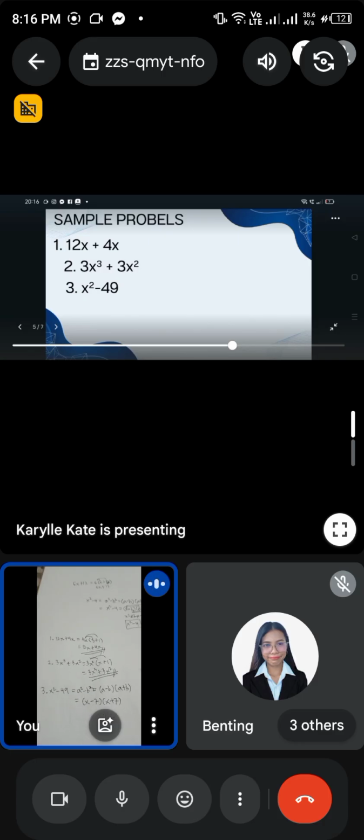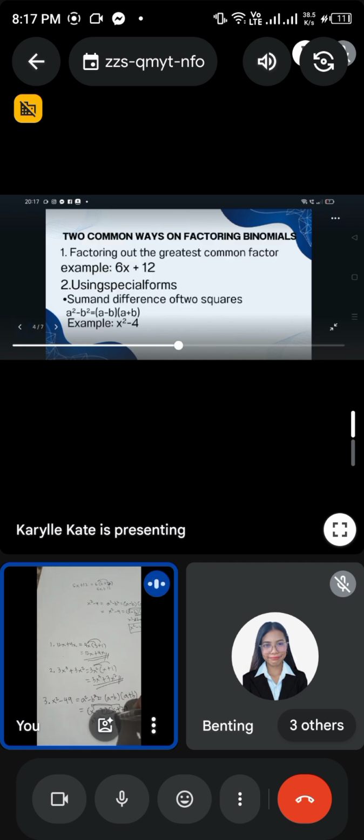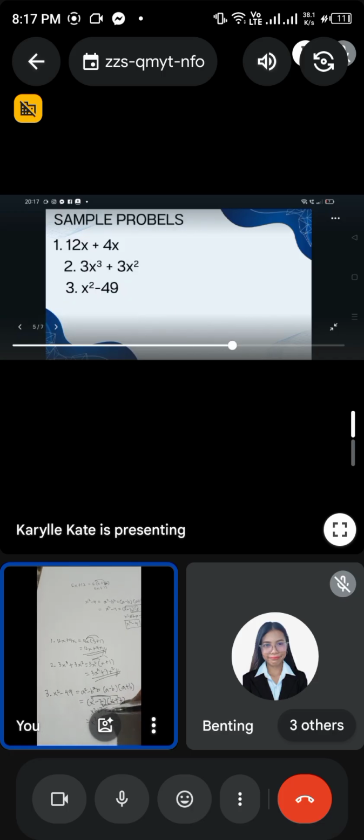To check if we are right again, we're going to use the FOIL method. X squared, the outer, which is a positive 7x, then the inner, which is the negative 7x, and the last term, which is negative 49. So combine like terms, the 7x terms cancel out, and that will lead us to x squared minus 49. So I guess we are right again.